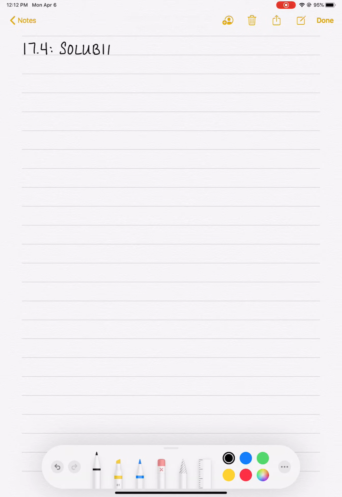The next section that we're going to cover, we're done talking about acids and bases, which I know you're saying, whoo, right now. So the next thing that we're going to talk about is solubility equilibria. We're still talking about equilibrium, but we're not talking about acids and bases anymore. I'm going to draw a beaker.